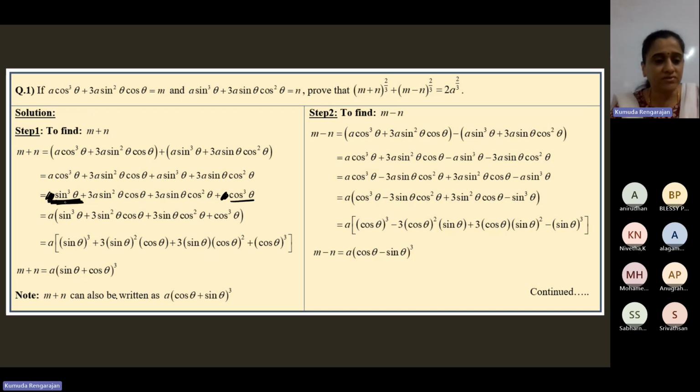So I have written these terms which have power 3 at the extreme ends. So this is like a cubed and b cubed. And this is like 3 a square b and 3 a b square. You can see the 3 here. There are four terms in all. After we take out a common, it will be more clear.